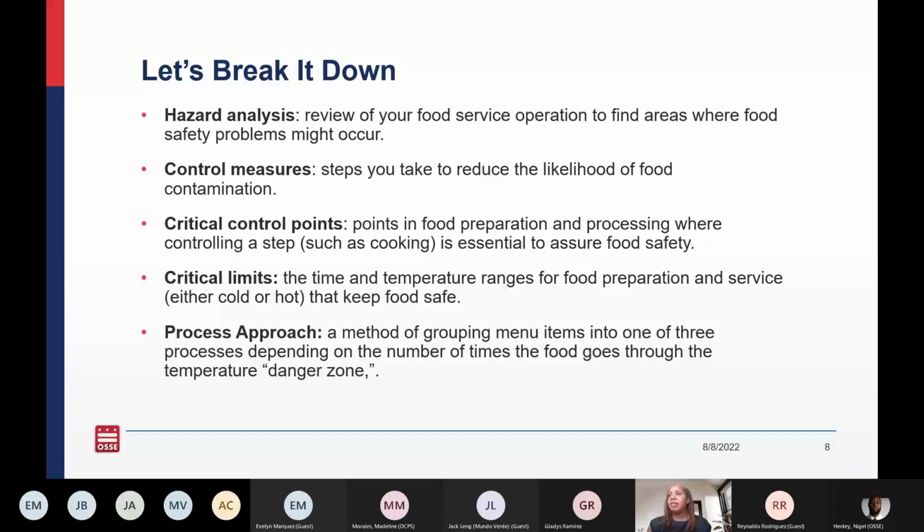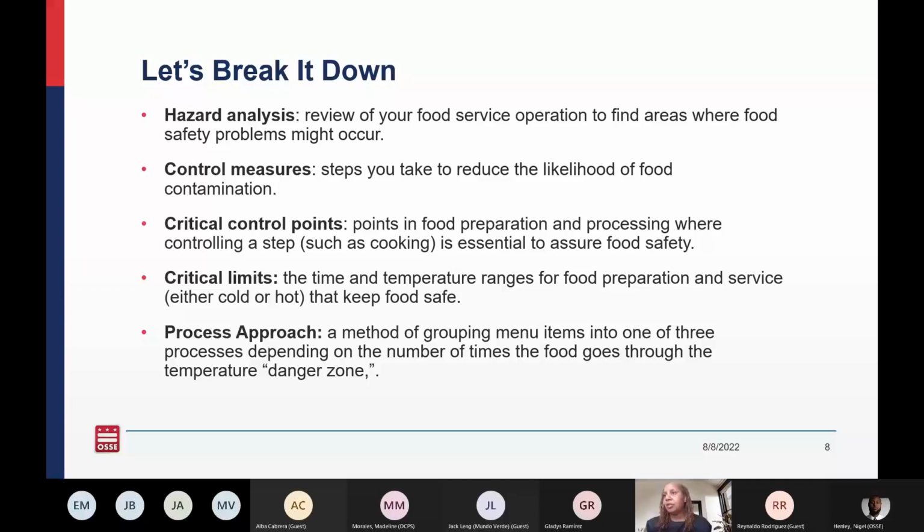So the H and the A stand for hazard analysis. And this principle is a review of your food service operation to find areas where food safety problems can occur. So with this step, you're not necessarily handling the food, but you are looking at the potential places where there could be a safety issue.